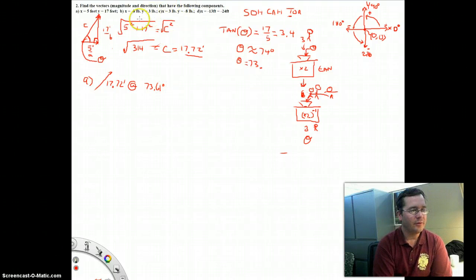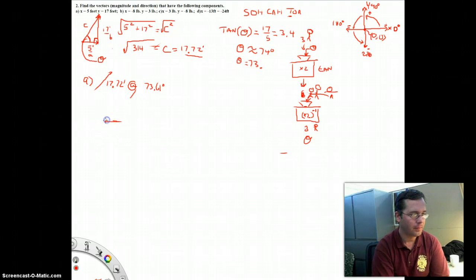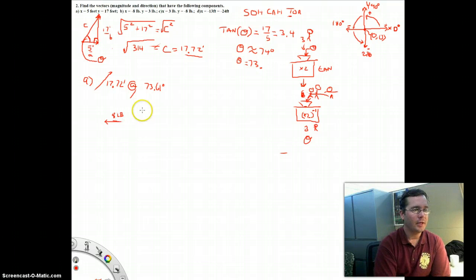Now let's look at problem 2. Problem 2 represents a series of forces, and the first force is -8 pounds, which means an 8-pound pull to the left in the x direction, and a 3-pound pull vertically in the y direction. And again, it's an upward pull because 3 is a positive number. 3 pounds.